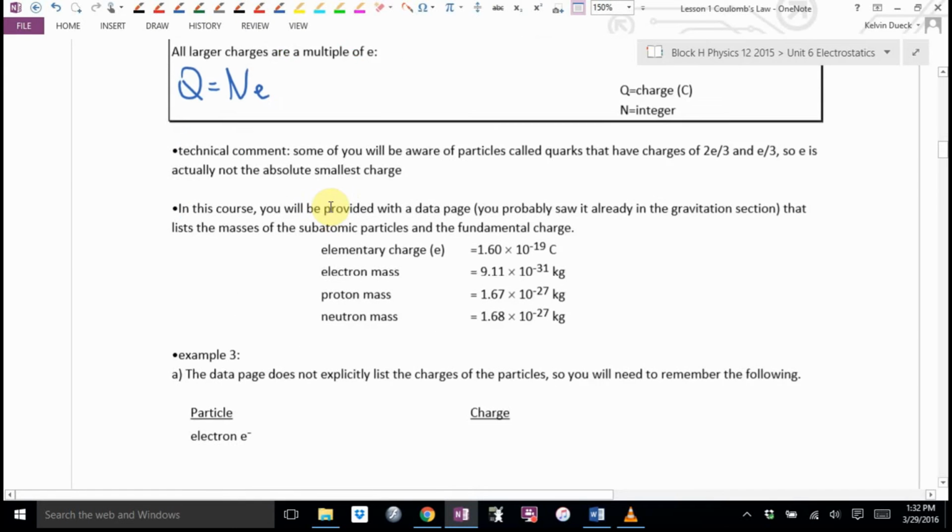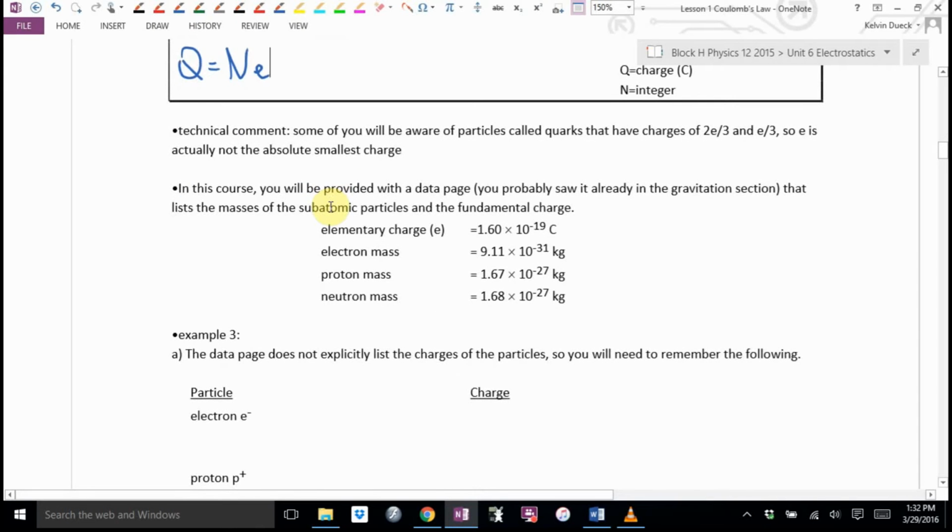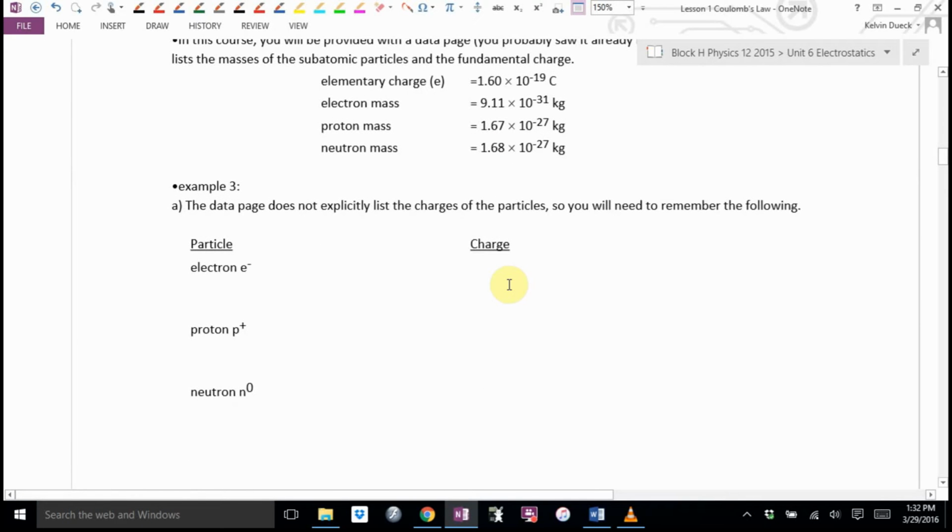In this course, you're going to get a data page, you've seen it already, that lists the masses of the subatomic particles and the fundamental charge. You need to make sure you know where those are because you're going to be needing the mass of a proton, the mass of an electron, and the charge on a proton or an electron. The data page does not explicitly list the charges of the particles, so you'll need to remember the following.